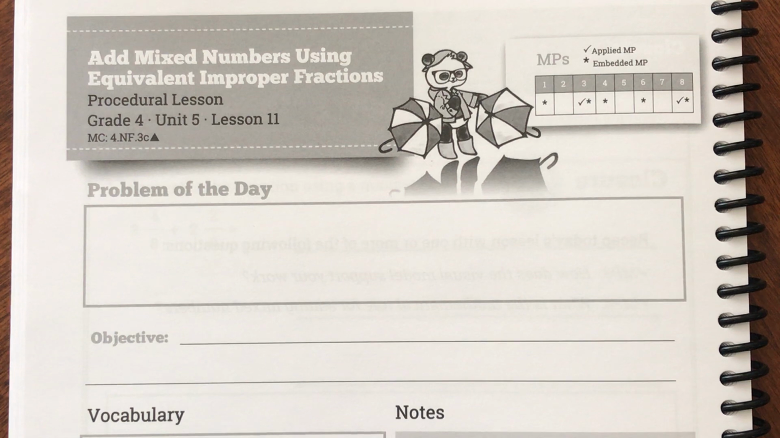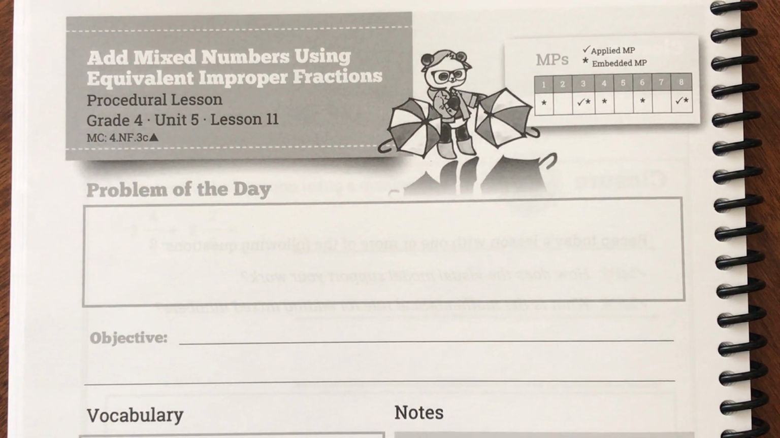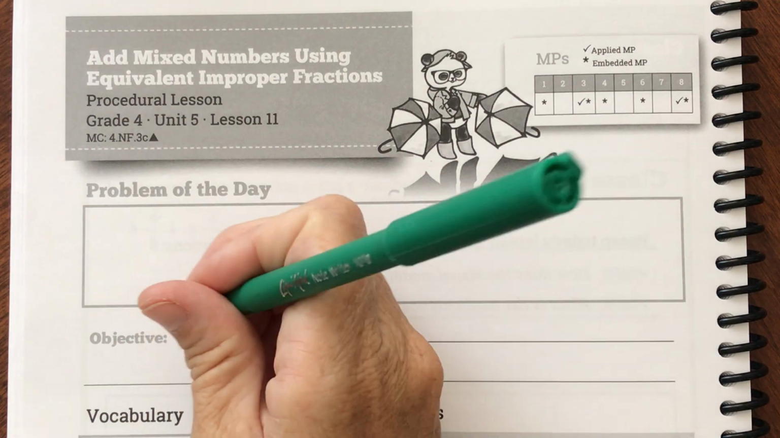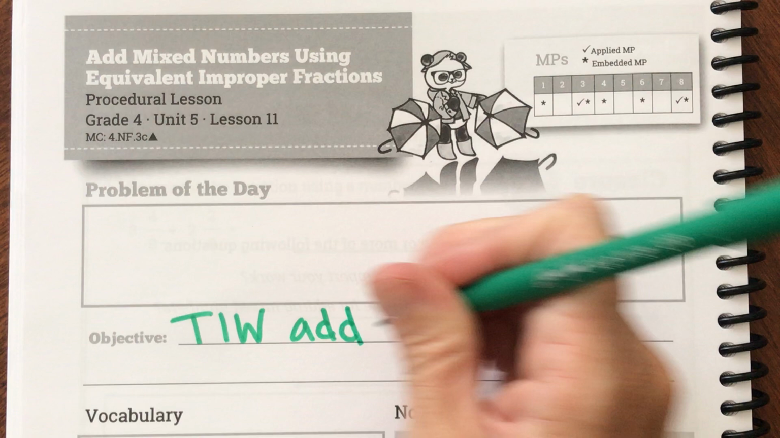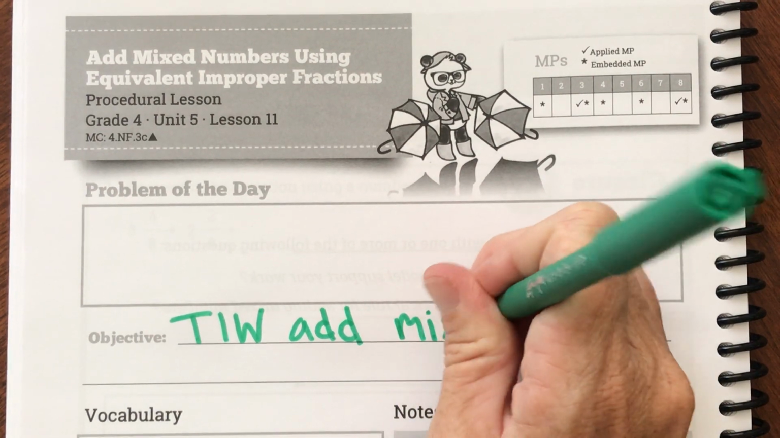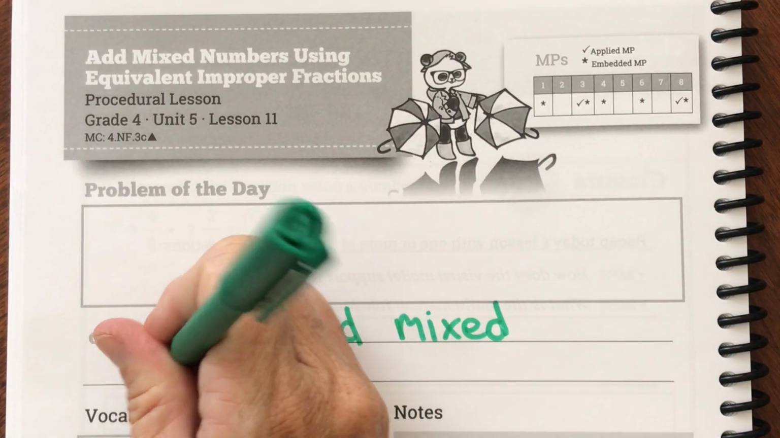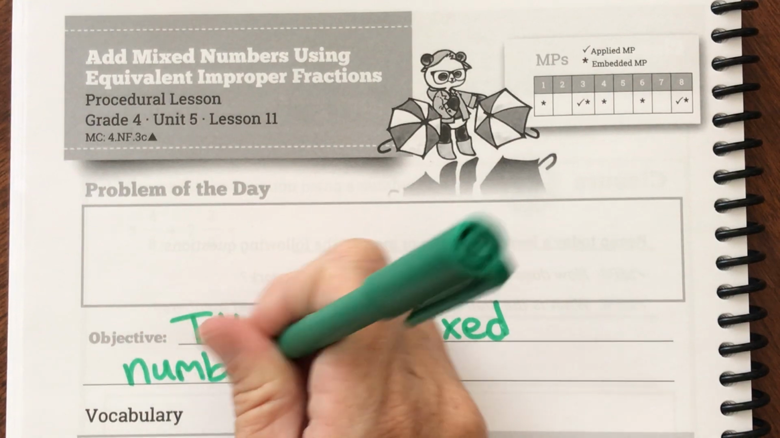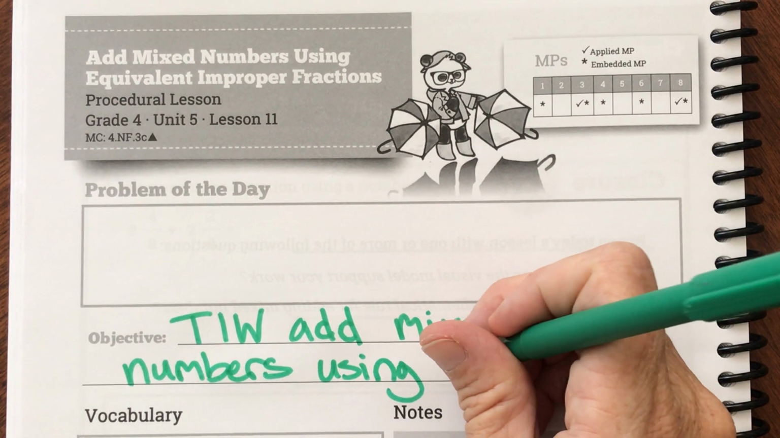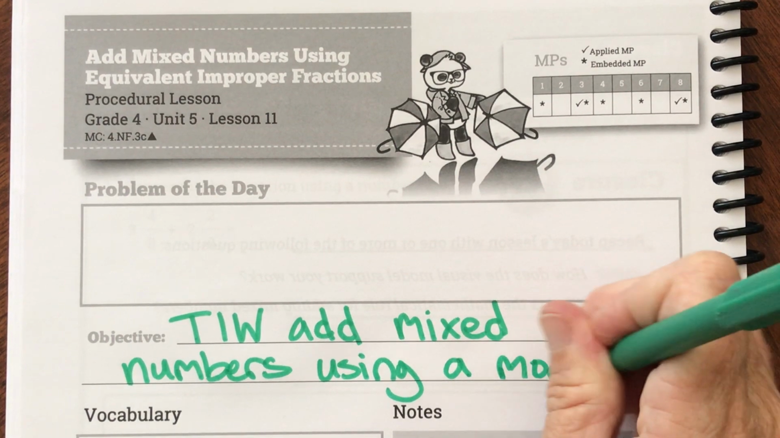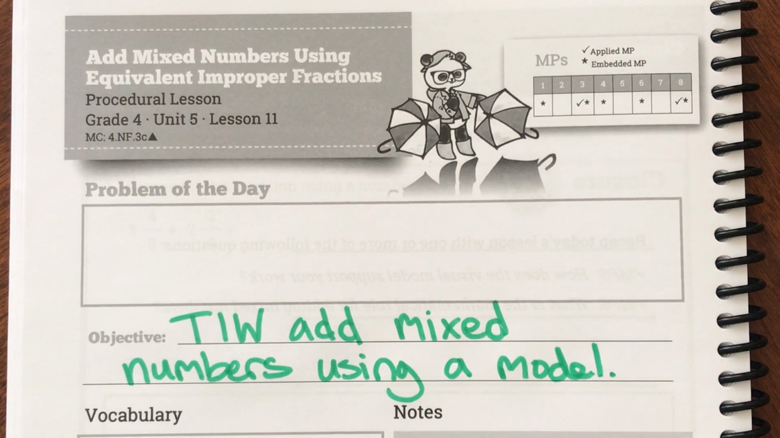Today we are on page 123 of your student journal. And our objective or goal for the day is: today I will add mixed numbers using a model, period. Okay, so let's look at our vocabulary today.